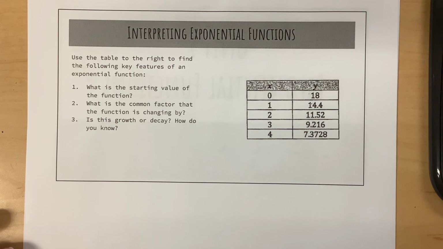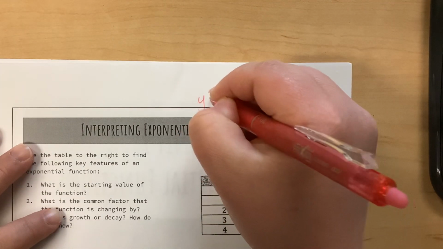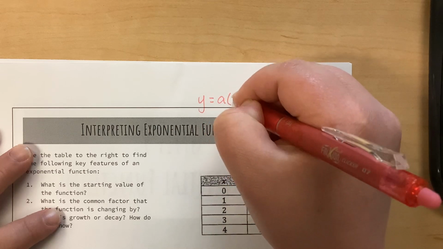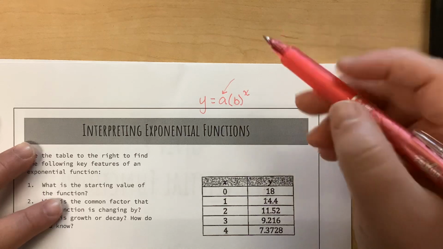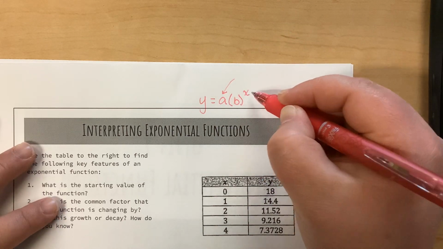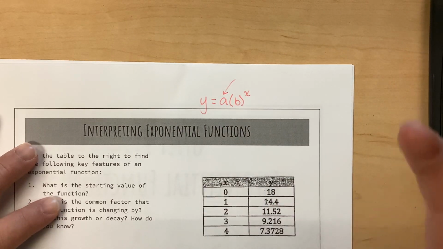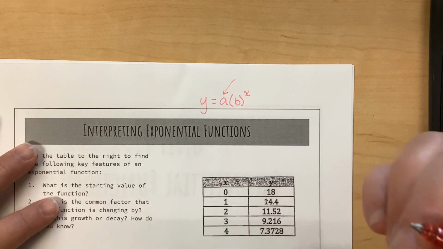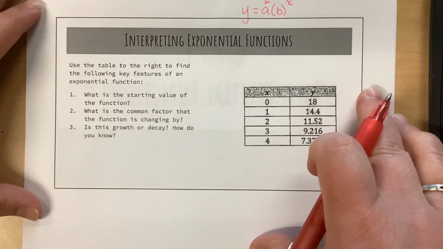All right, so first of all, we want to know what is the starting value of the function. Now remember, the starting value is always that number that's in front of the parentheses of an exponential function. So for example, y equals a times b to the x. This a value here is the starting value, and we get that value from when x is 0. Just like with a quadratic or a linear function, it is the y-intercept essentially. So all you have to do is find that in a table or on a graph.